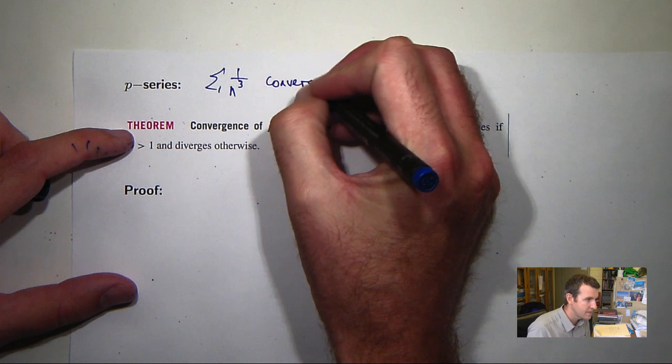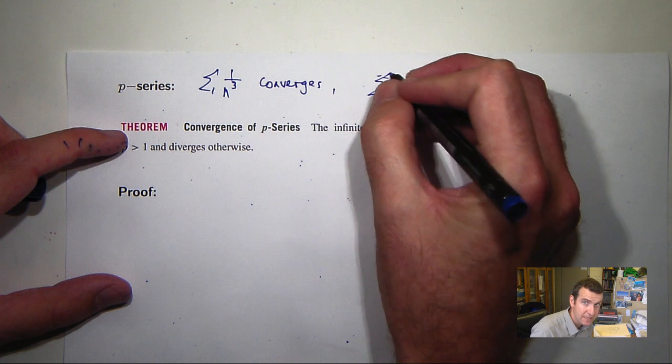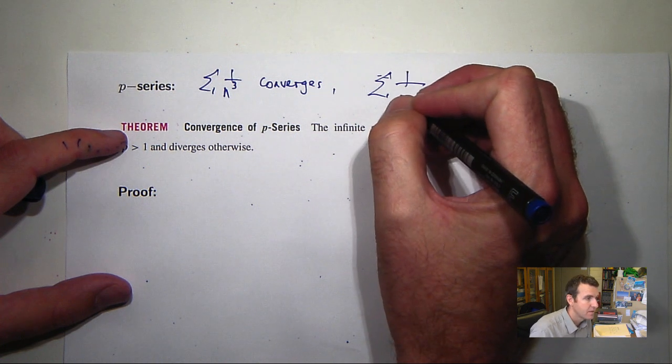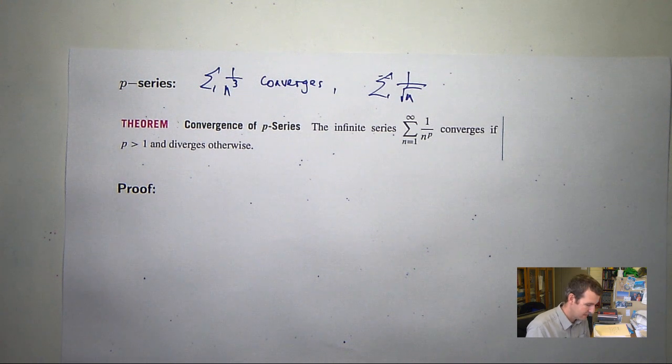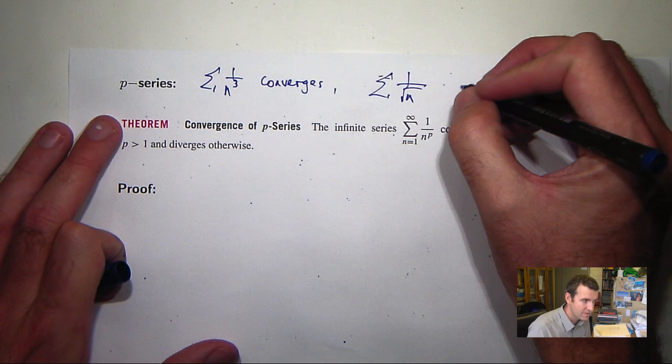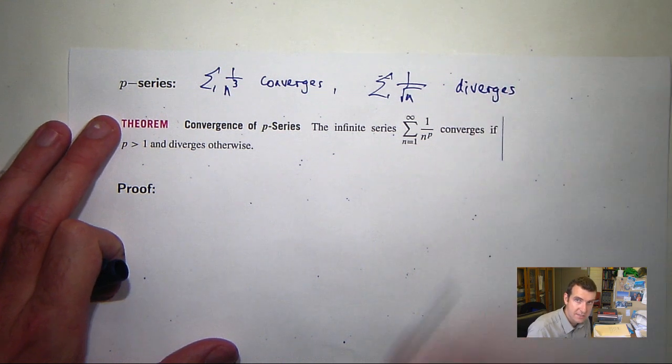So what this means is that for sigma 1 on n cubed, the power is 3, and 3 is greater than 1, so this series must converge. On the other hand, let's say we're looking at sigma 1 on root n. Here the power p equals a half. Now a half's less than or equal to 1. So by this p-series theorem, sigma 1 on root n must diverge.